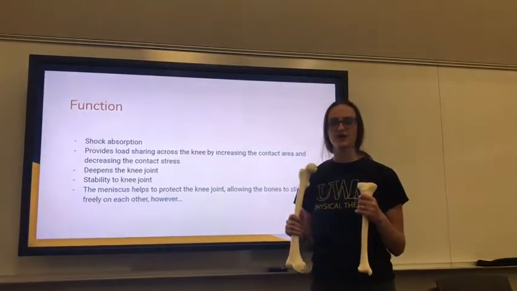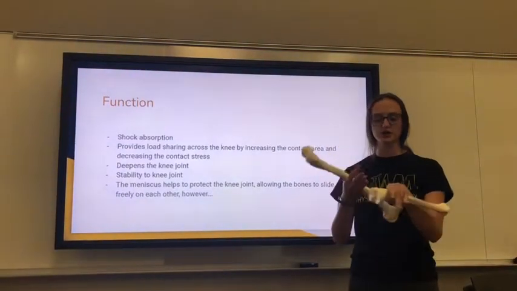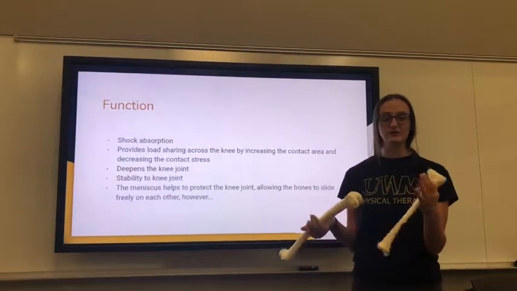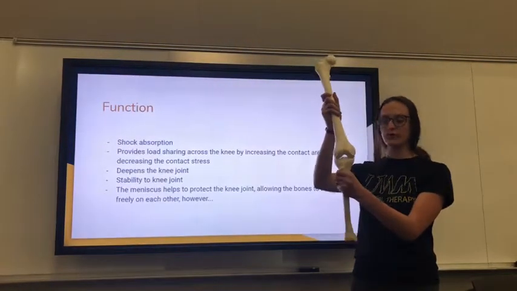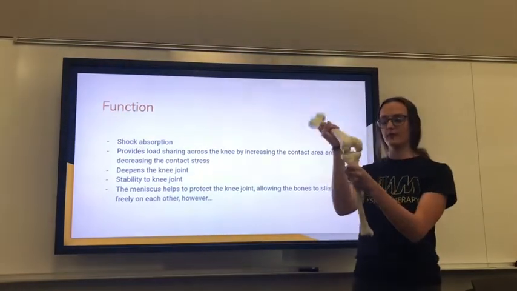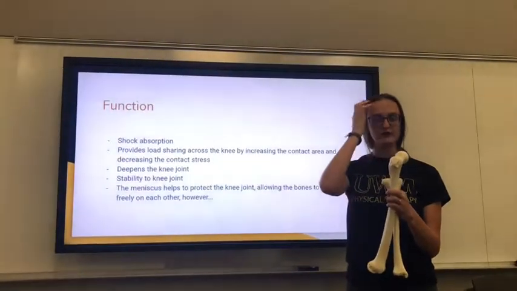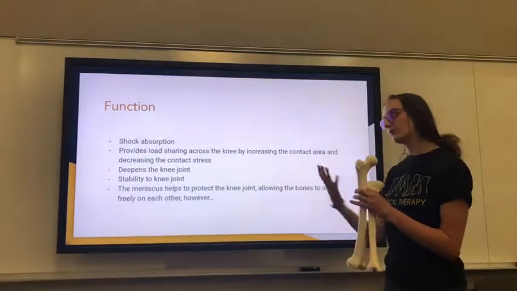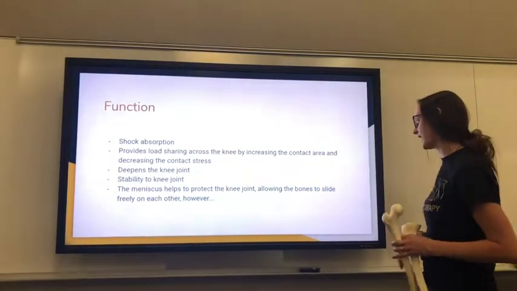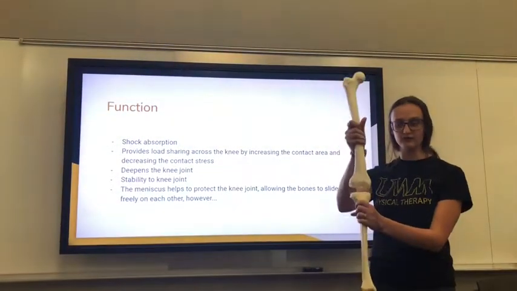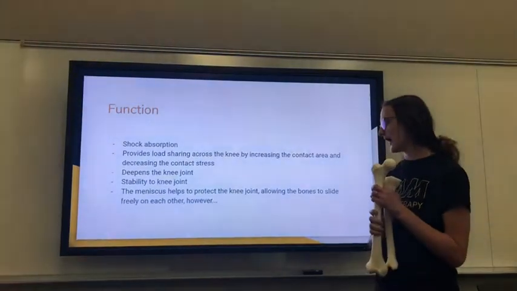So the function of the menisci is to provide shock absorption. It provides load sharing across the whole surface of the tibia to basically reduce the contact stress. If we didn't have a meniscus like we do here, it would basically be bone on bone, and we all know that would be very uncomfortable. It also deepens the knee joint, or the tibiofemoral joint. The meniscus also provides stability, helps protect the knee joint, and allows the bones to slide freely over each other without any pain or other impacts.